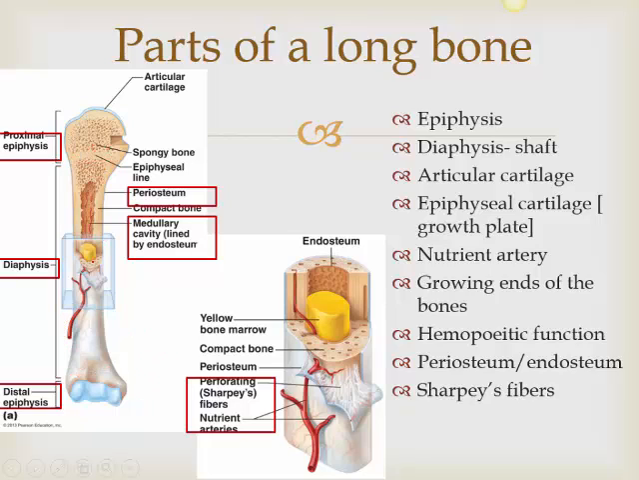I already told you about the hemopoietic function. So here you can see, notice that the epiphysis is made up mainly of cancellous bone. That's why you see this network up here with a thin layer of compact bone on the outside. Whereas the diaphysis is mainly made up of compact bone, very little cancellous bone. And this is the marrow cavity, and here you can see yellow bone marrow, so that tells you that it's an adult.